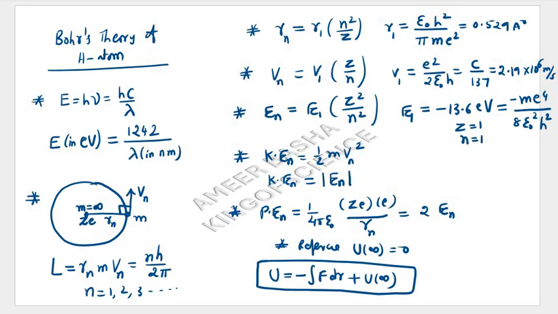Now let us talk about the emission spectrum. In the emission spectrum, the electron comes from an excited state to a lower state.